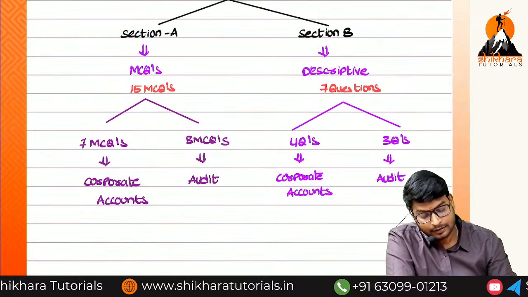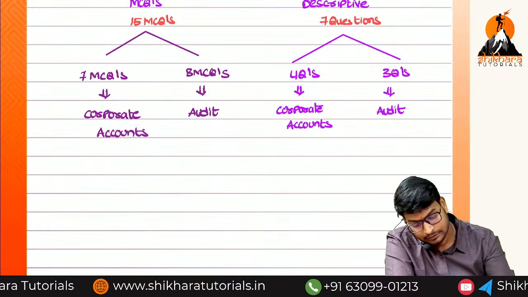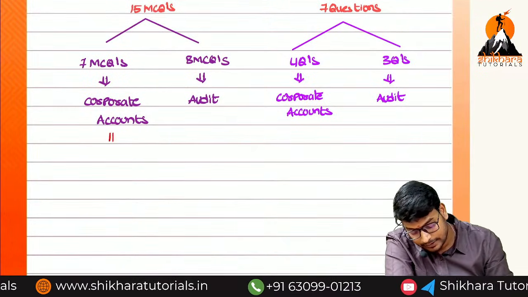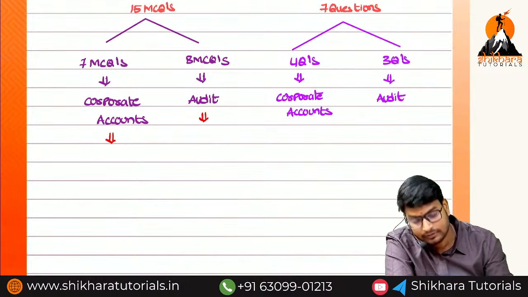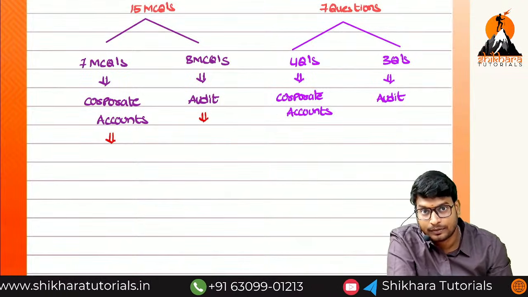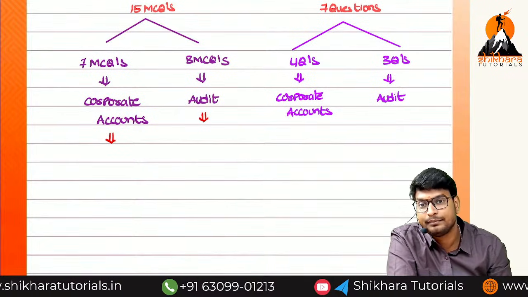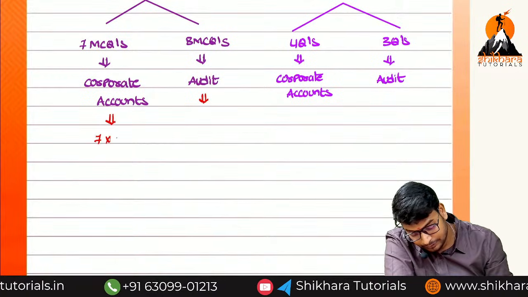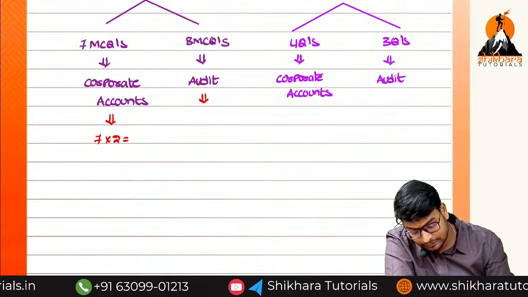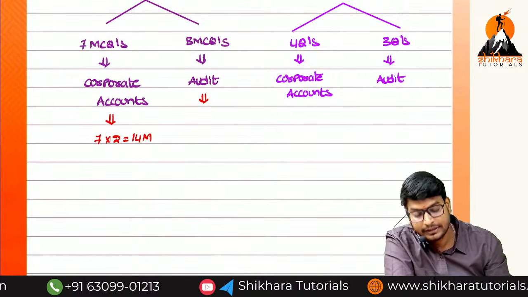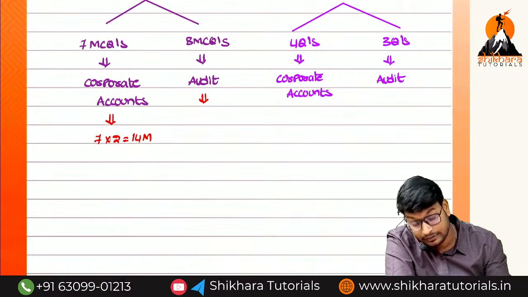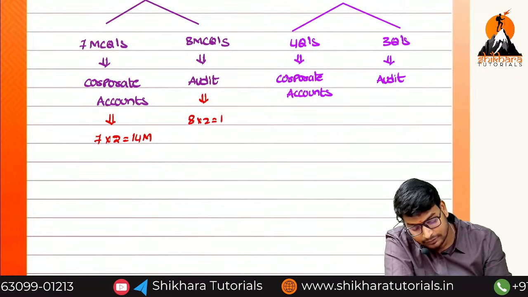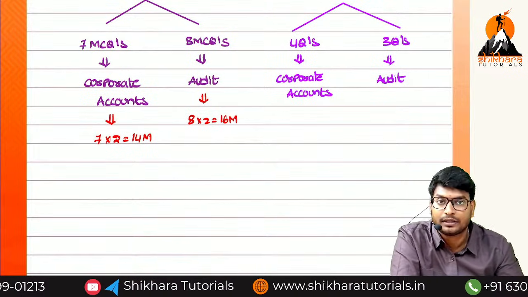If you observe the scenario, each MCQ carries 2 marks. You all know we do not have to give the reason; just by way of bubbling, we have to bubble the MCQs. We should not write the A, B, Cs. So 7 into 2 is equal to 14 marks from corporate accounts in the MCQs, and 8 into 2 is equal to 16 marks from audit.